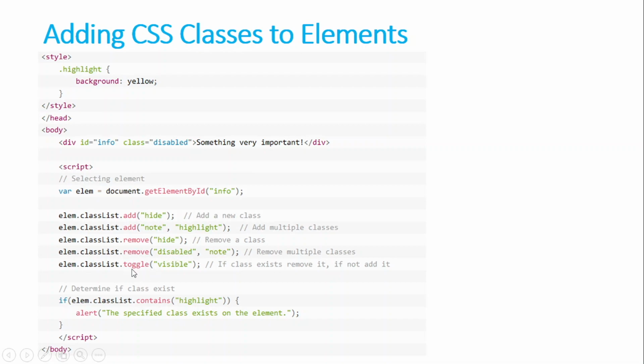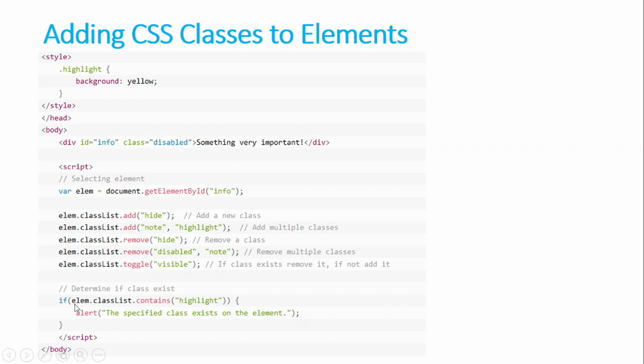We also have the toggle method that allows us to toggle between the classes. If there is a class applied, it will remove that class, and if there is no class visible, it will apply that class. So if the class exists, it will remove it. If the class doesn't exist, it will apply it. So basically it works like that.